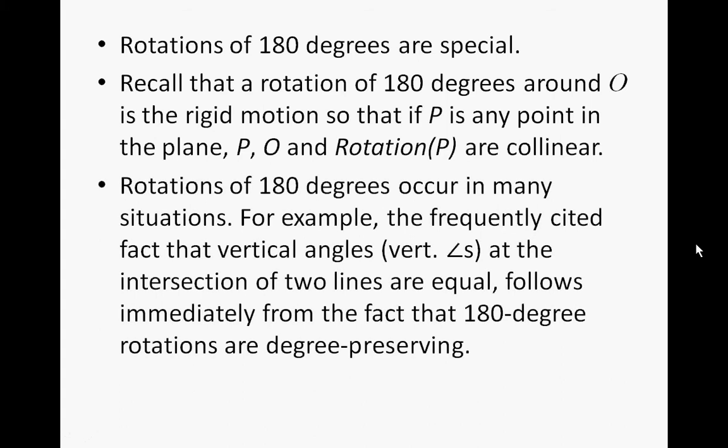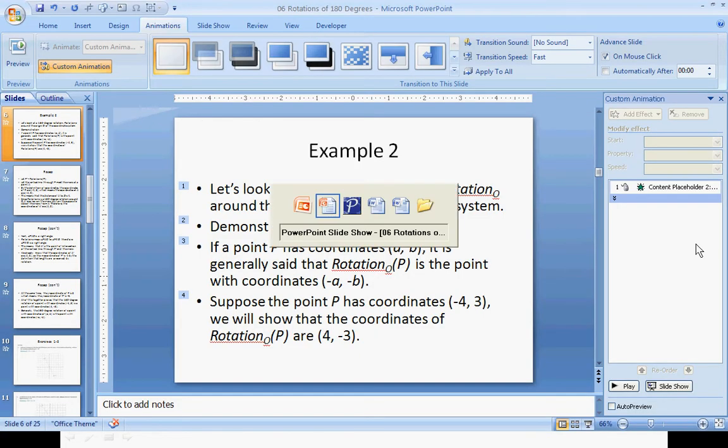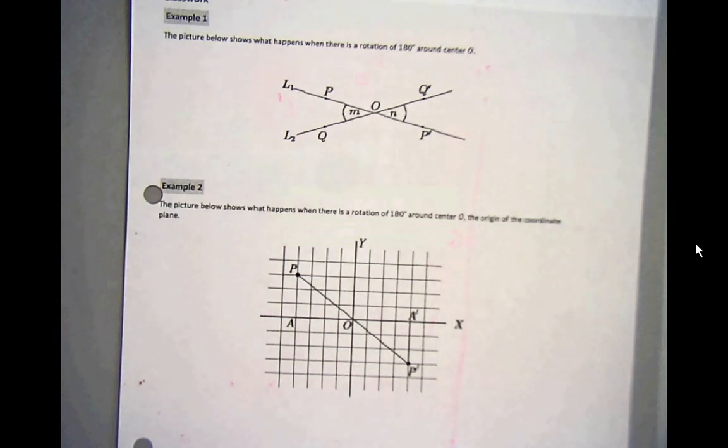So rotations of 180 degrees occur in many situations. For example, the frequently cited fact that vertical angles at the intersection of two lines are equal follows immediately from the fact that 180 degree rotations are degree preserving. So let's go ahead and take a look at that. Using your lesson worksheet, we'll use our transparency to illustrate that fact.